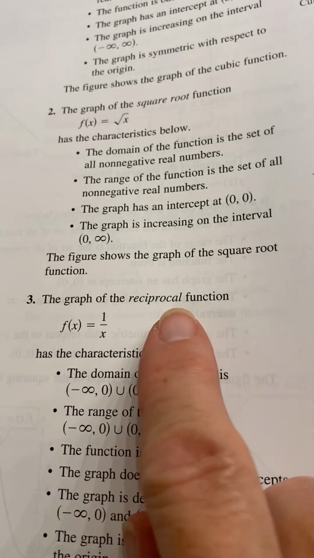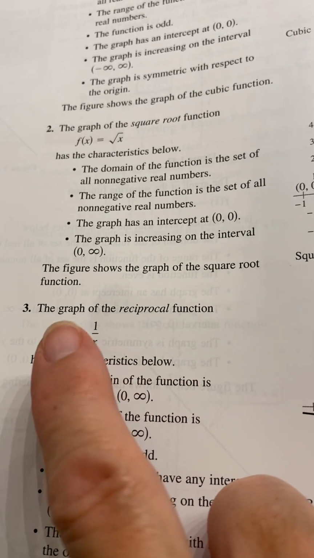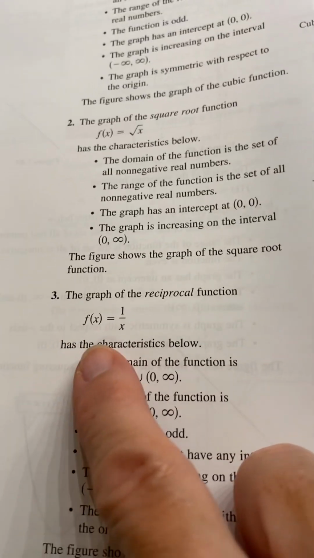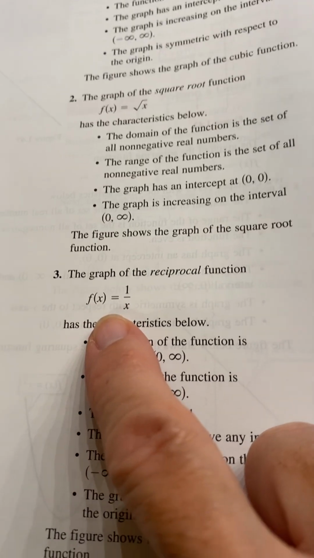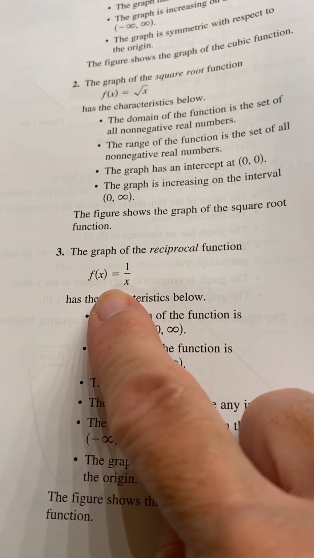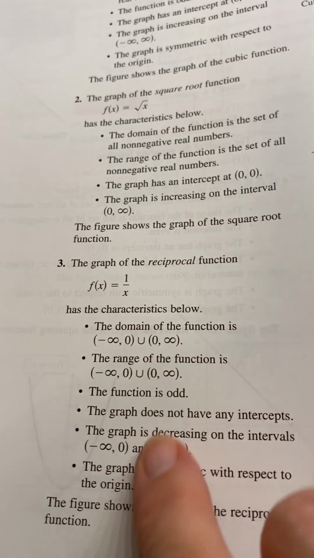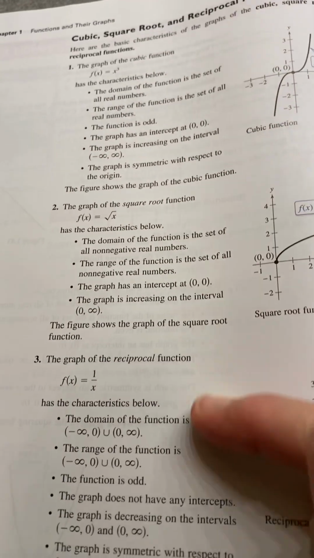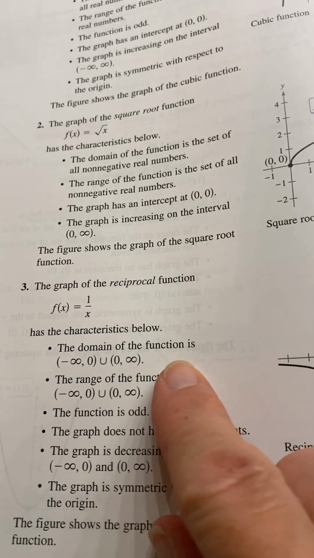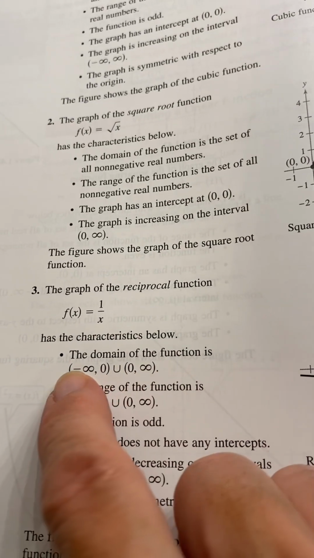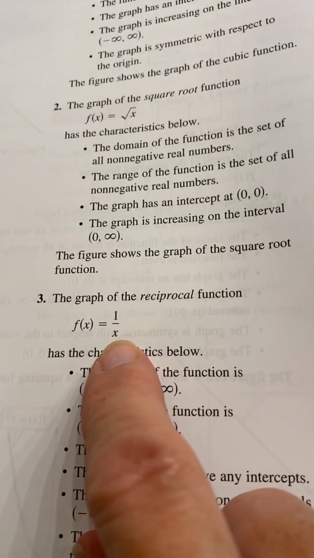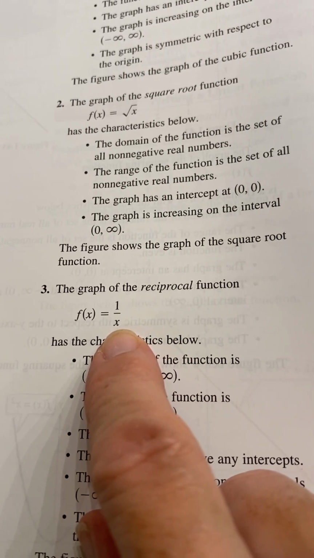We have what's called a reciprocal function. The parent function is the simplest plain vanilla form of the equation. f of x equals 1 over x. I do want you to go through and read all these notes. It talks about the domain. Why does the domain look like this? Can x be 0 if it's in the denominator?